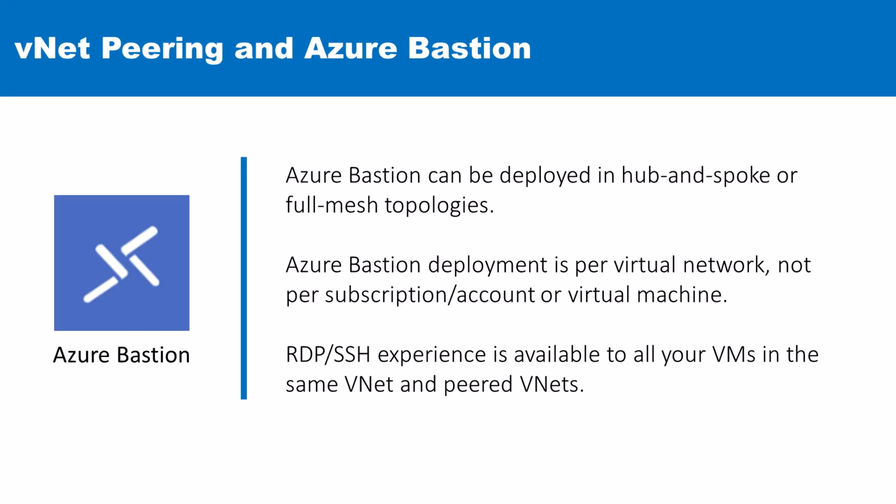Now, all that said, it's important to note that deploying Azure Bastion within a virtual WAN hub is not supported. Instead, you can deploy Azure Bastion in a spoke VNet and use the IP-based connection feature to connect to virtual machines deployed across different VNets via the virtual WAN hub.